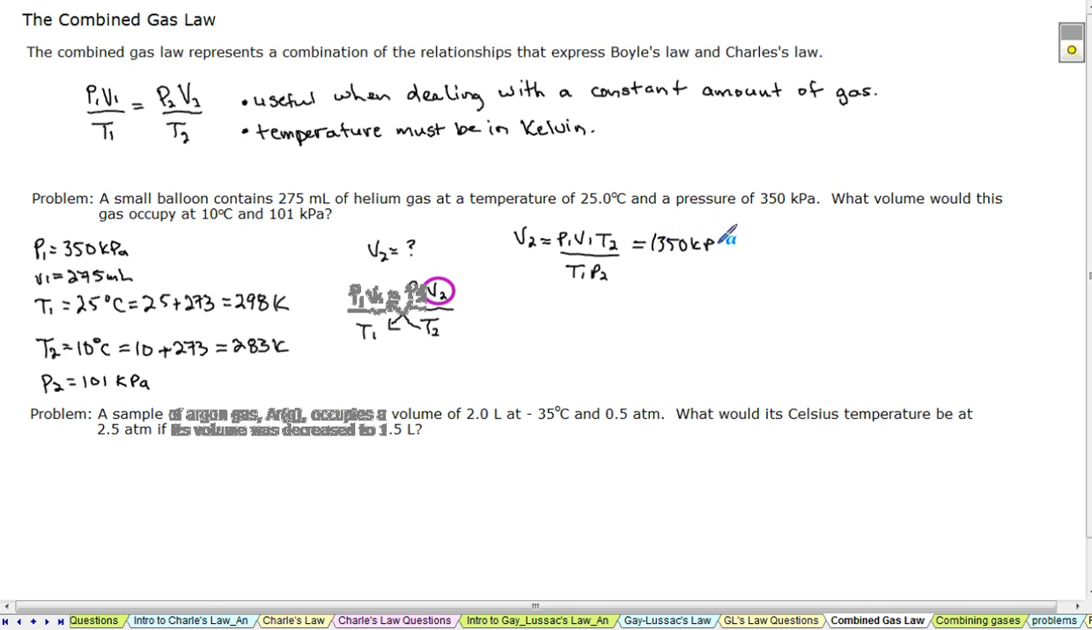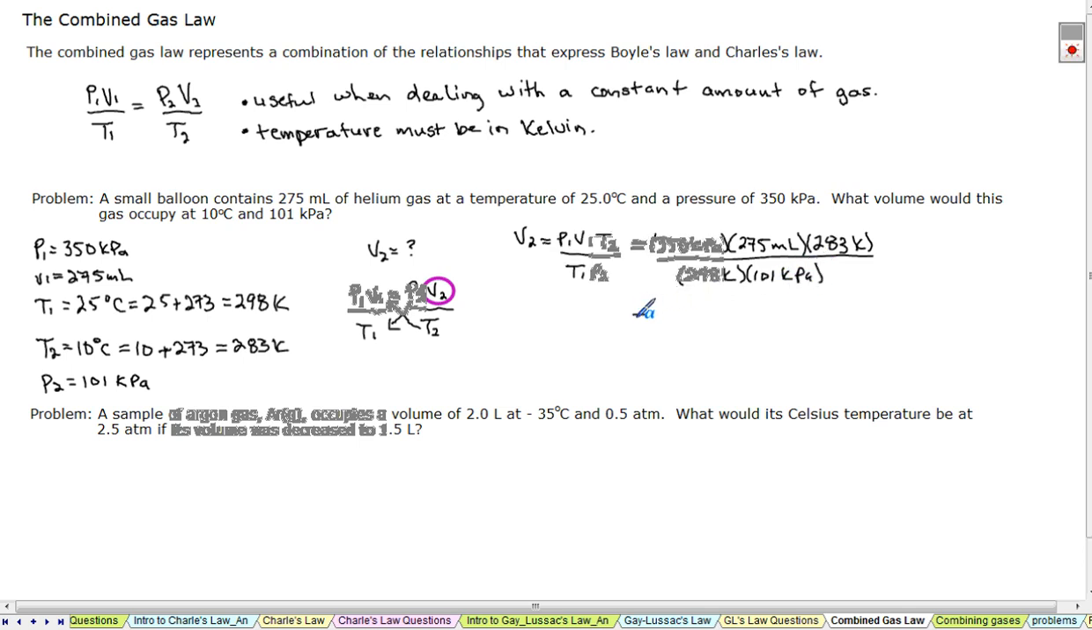So 350 kPa. Always put your units in, even though it is going to take up a lot of room. Our volume, 275 milliliters. That's our initial one. Our final temperature, T2, is 283 Kelvin. Remember, it's not degrees Kelvin, it's just Kelvin. And divide that by T1 times P2. Well, T1 is 298 Kelvin times our P2, which was 101 kPa.